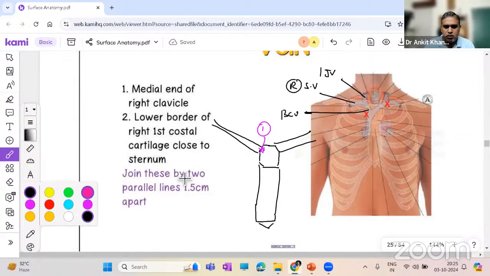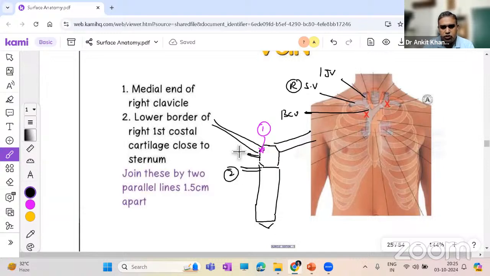And then we should also know that at this joint we have the second rib. Therefore, the first rib should be over here. So the brachiocephalic vein runs from the medial end of the right clavicle to the lower border of the right first costal cartilage. The second point is somewhat over here. If you join these two points, behind the upper half of the right border of the manubrium sterni is the presence of the right brachiocephalic vein. This is the right brachiocephalic vein behind the bone.